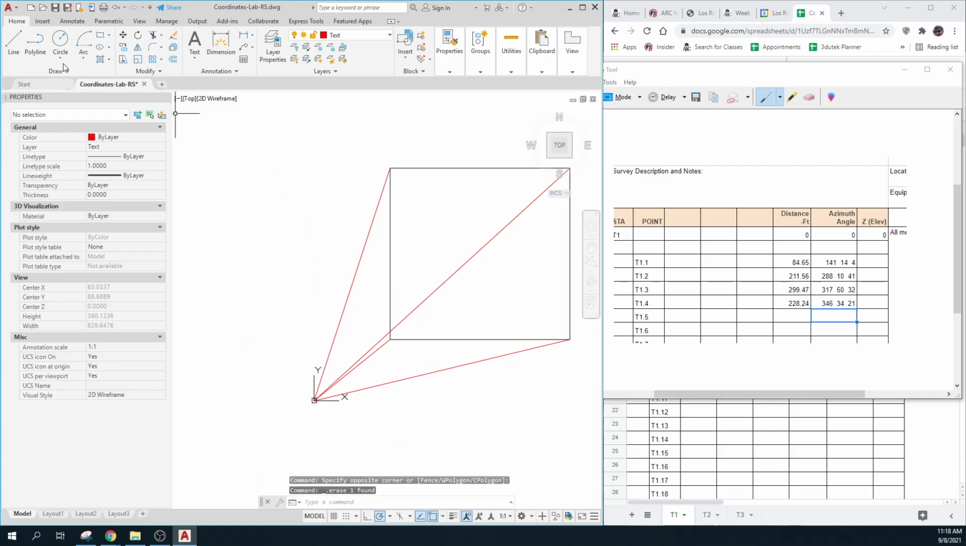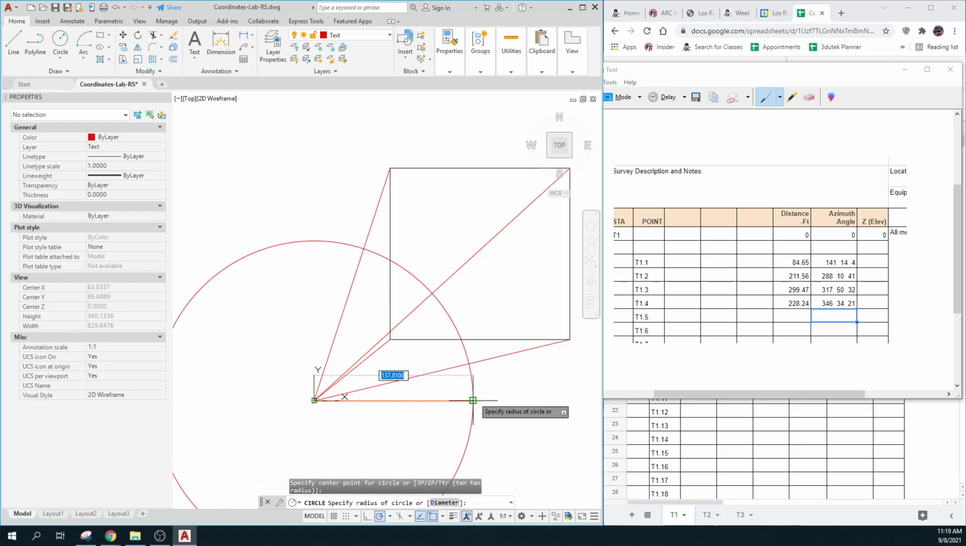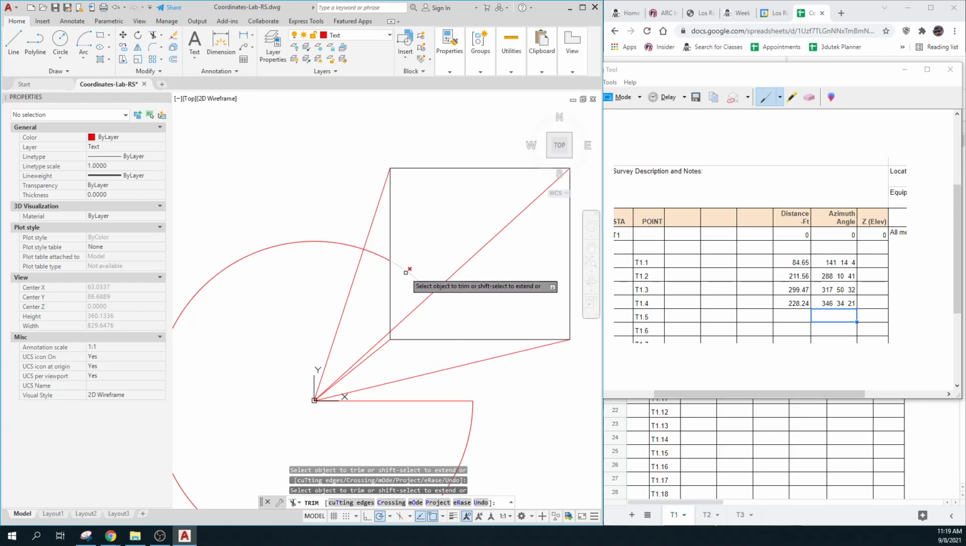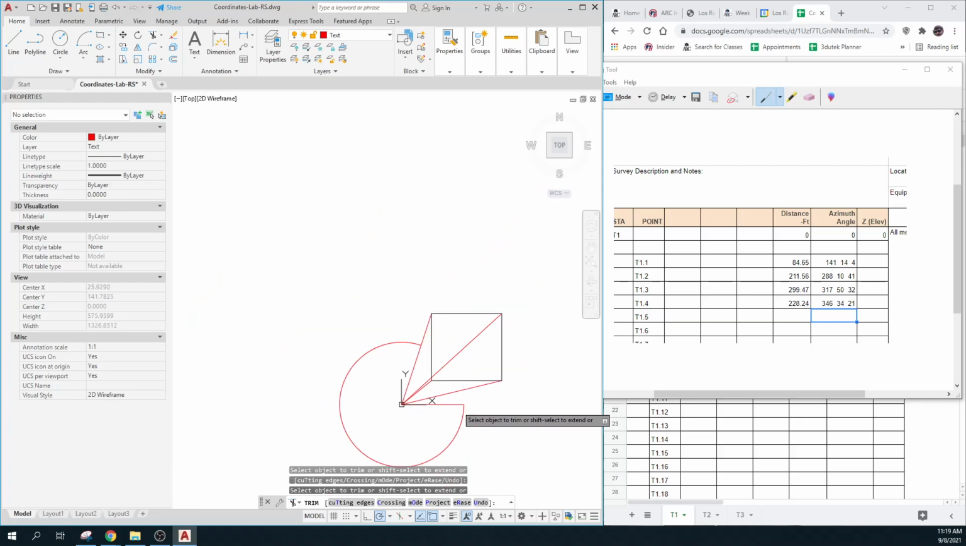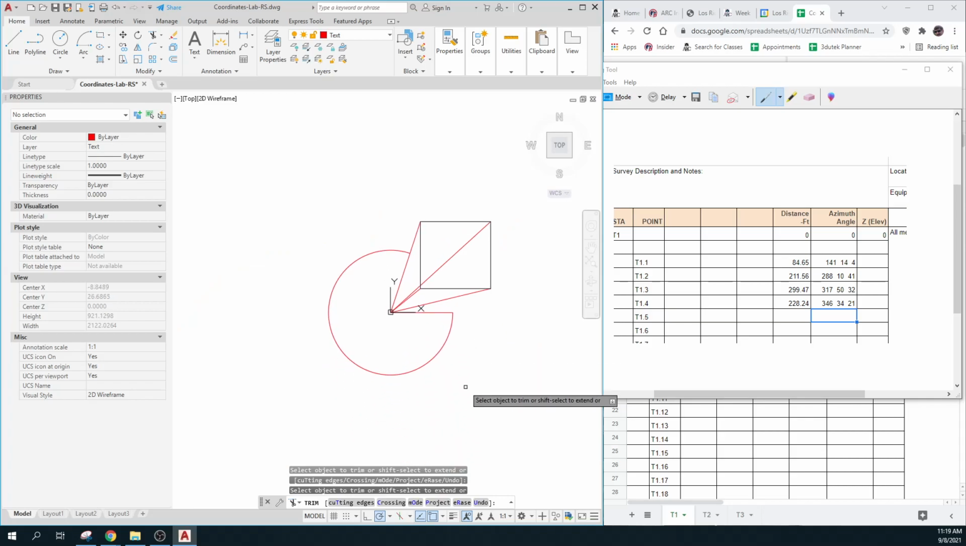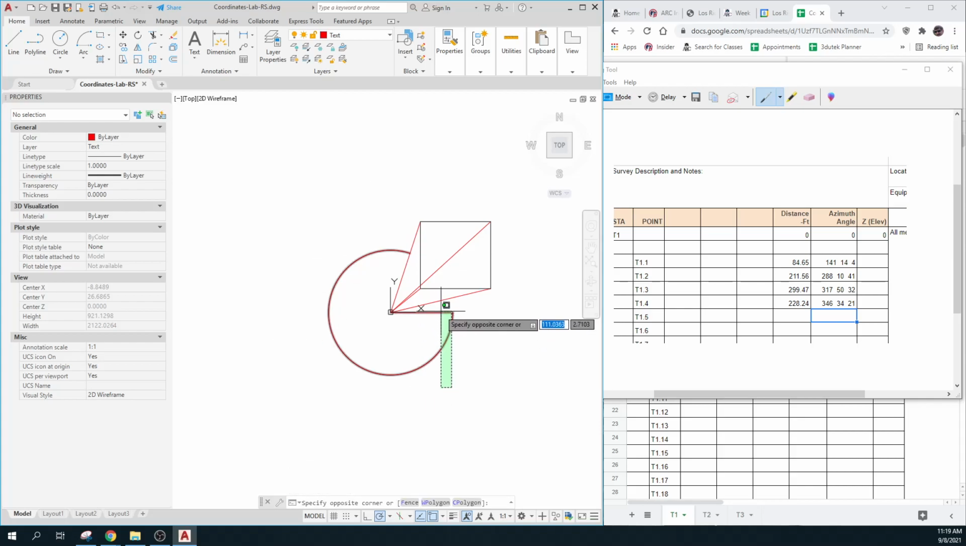Here's the easy way. Make a circle and trim it. Trim what you don't want. That's the other way to do it. Make a circle and trim what you don't want. Probably quicker and easier. Cool. Okay, any other questions? Those are all good questions.